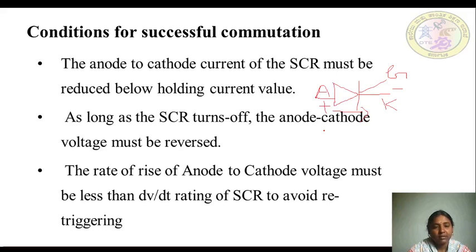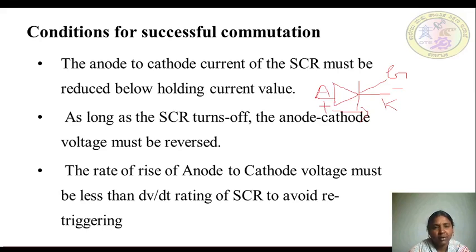In the second condition, SCR can be turned off by reversing the voltage applied to it, that is by connecting anode to the negative of the supply and cathode to the positive of the supply. The first condition tells you how SCR can be brought into off state by reducing the current, and the second condition tells how SCR can be turned off by applying reverse voltage. And the third condition is related to the dV by dt rating of SCR.